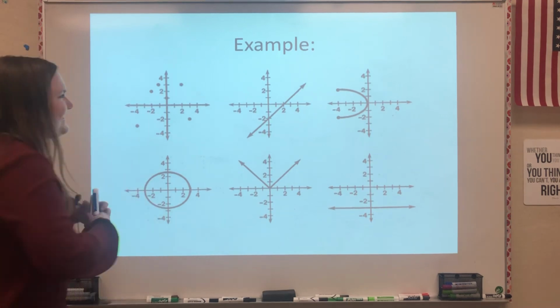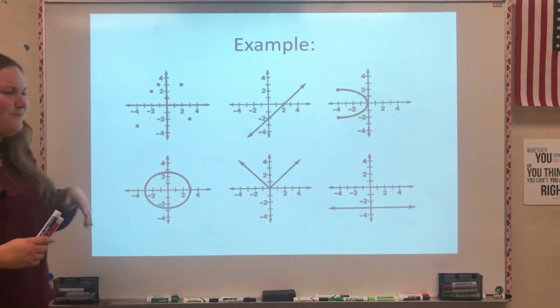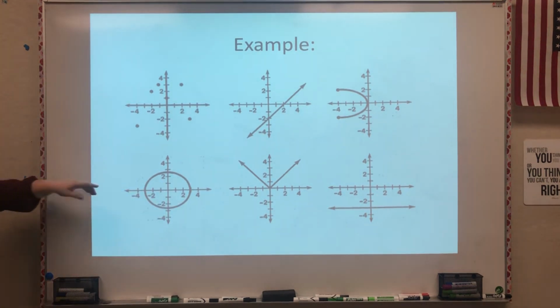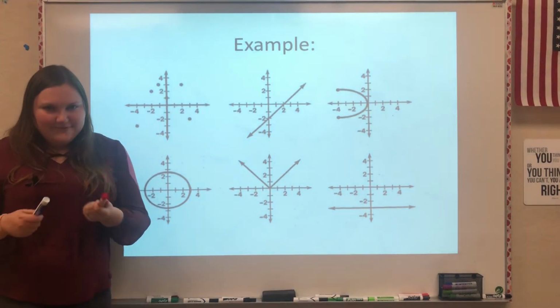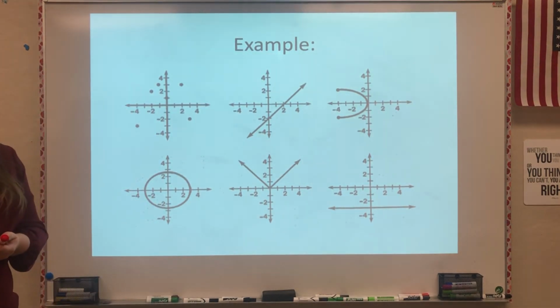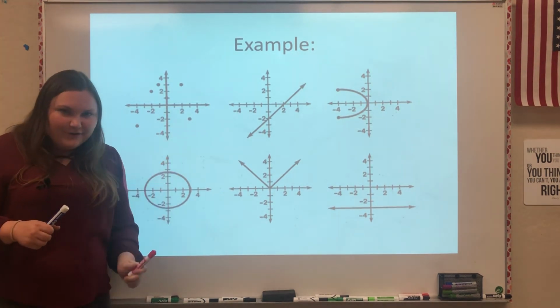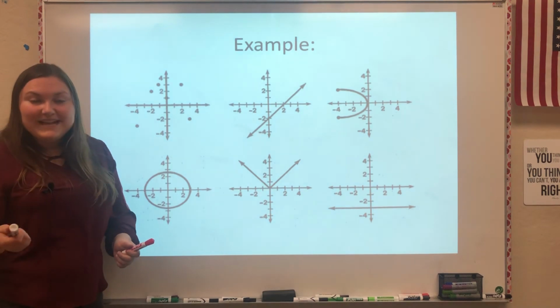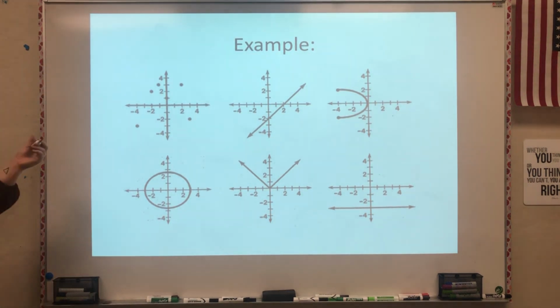I've got these 6 questions here. I'm going to start down here with the circle, I think. I'm going to jump around a little bit. Looking at this circle, I want to ask myself, can I draw a vertical line that passes through more than once? If I can't, it means it is a function. But if I can find a vertical line that passes through more than one time, it means it's not a function. So for this circle, I'm going to look at it.